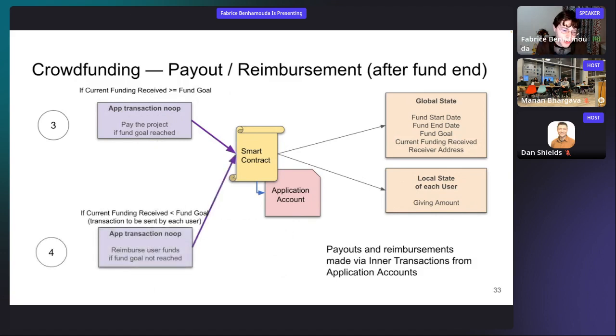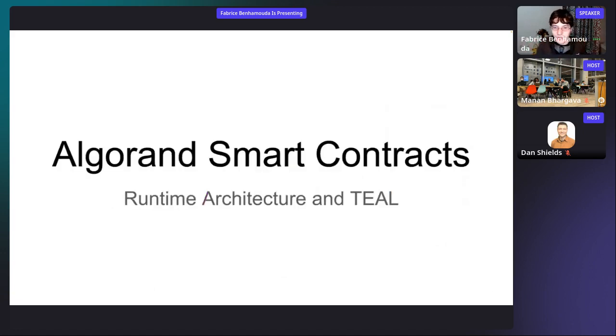On the opposite, if not enough funds are raised, then every user will send a transaction to the smart contract to get reimbursed. And that's where it's very important to have stored in the local state the giving amount, so that the smart contract knows how much to refund each user. It's also important to understand that on Algorand, but it's true for any blockchain I know, at least Ethereum too, you cannot have the smart contract start reimbursing everybody automatically, because that may take way too much time. If you have 1 million users that funded, you cannot have a single call of the smart contract that will refund 1 million users. So instead, each user needs to come and ask for their money back. That's how it works on Algorand, and essentially on all blockchains, I believe.